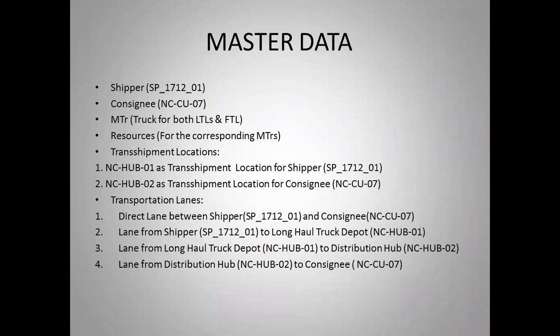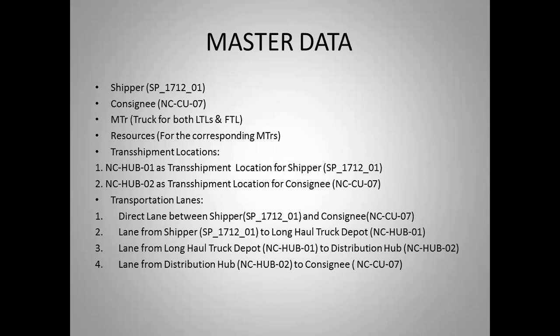Okay, so for this particular scenario, the setup has been done by these particular master data requirements. So at first, there is a shipper. In our illustration, we have used the shipper 1712 and the consignee is NCCU07. The means of transport in this scenario, we have used two LTLs and one FTL. The resources are there for these corresponding means of transport.